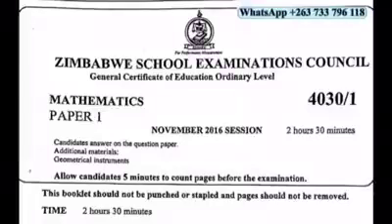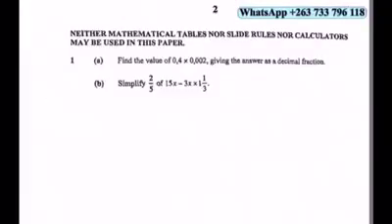November 2016 past exam paper. This is the November 2016 session, syllabus 4030/1. This is paper 1. So let's look at the first equation. Here the golden rule of paper 1 is to use neither mathematical tables, slide rule, nor calculators. So we'll do the mental work here.